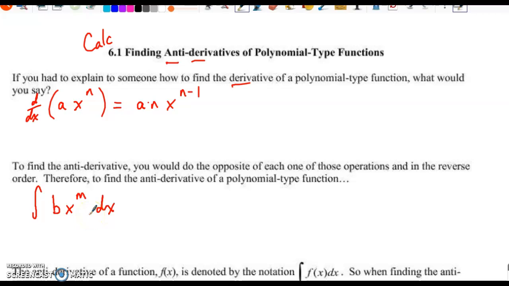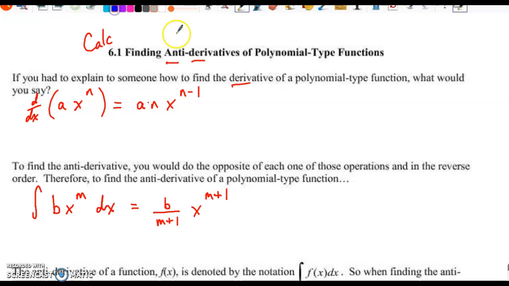because in order to do the antiderivative, it needs to be differentiable. So the first step, because if you notice the first thing I did up here is I multiplied the n in front, the first step would be to add 1 to the exponent and then take that new exponent and divide. Take the coefficient, divide by m plus 1, divide by the new exponent.